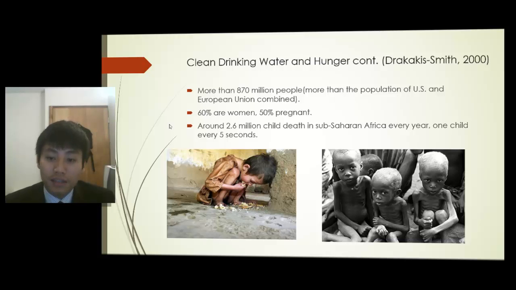50% of women in third world countries are still starving when they are pregnant, and there are around 2.6 million children dead in sub-Saharan Africa every year. That means one child every 5 seconds.